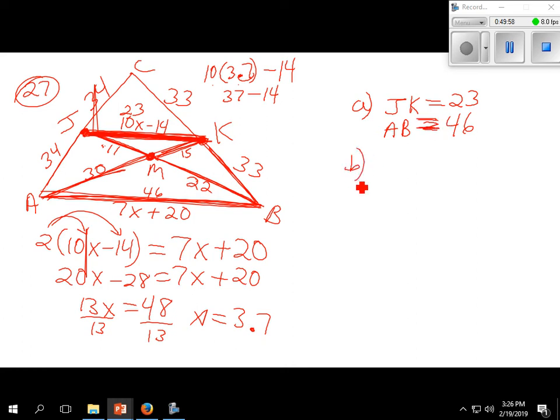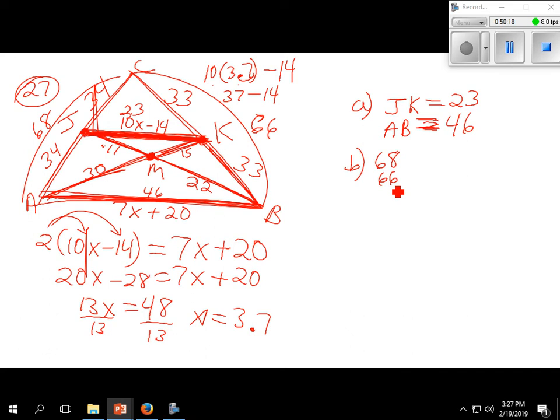Part B says find the perimeter of triangle ABC. That's the big triangle. This side right here is 34 and 34, that's 68. This side down here is 46, this side is 33 and 33, so that's 66. So we're going to add 68 plus 66 plus 46. We're just going to add all those up. That's 12, 20, carry the 2, put 0 down there. It's 12, 14, 18. So the perimeter of the big triangle is 180. That's the answer to part B.